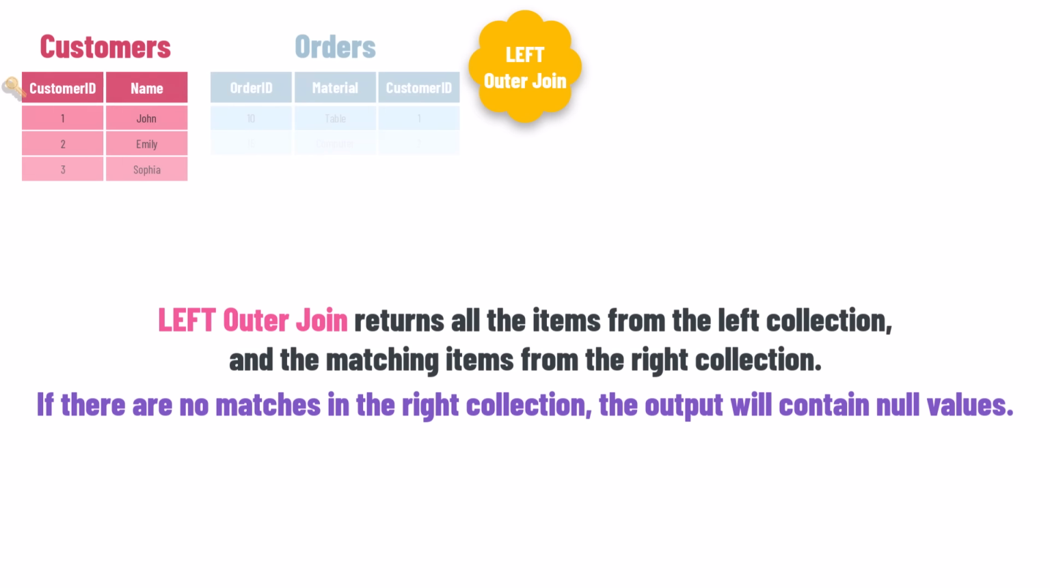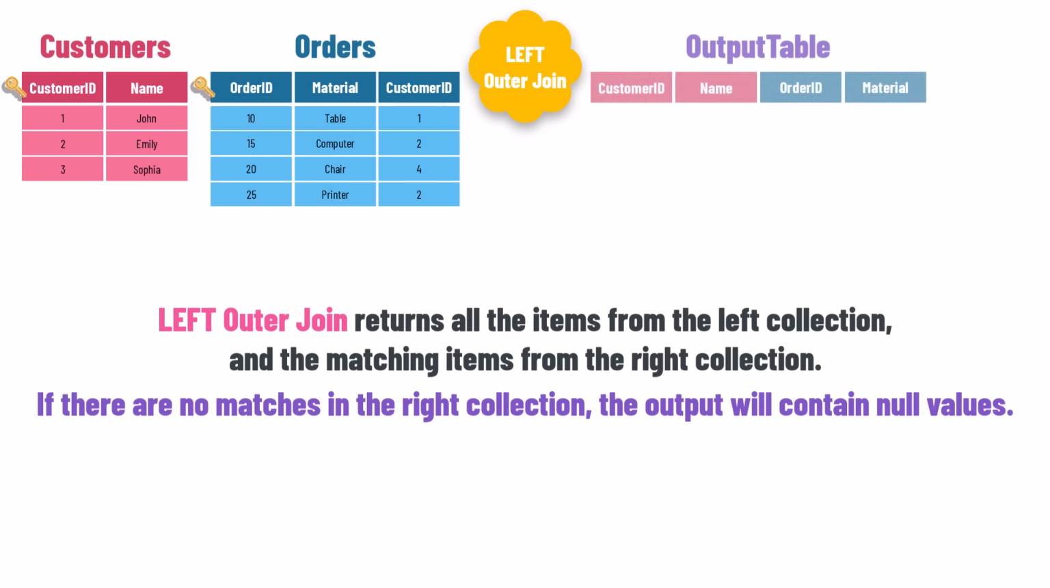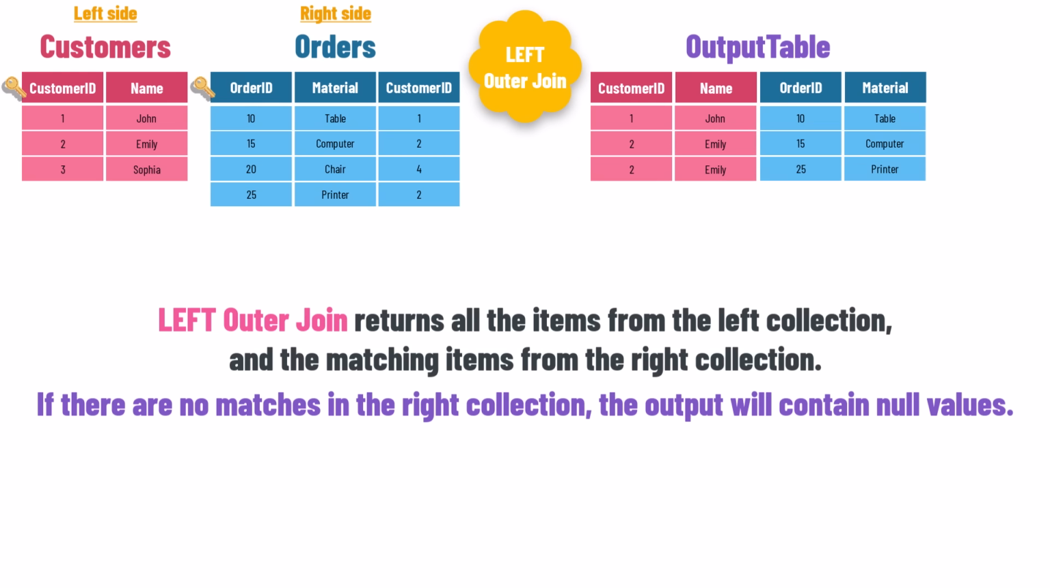Let's take the same example to understand this join type. I have these two tables, customers and orders. And the output table is to store the result. Customers table is on the left side. So, we do exactly the same as what we did using inner join. We check all IDs of the first table with the second table. The result will be the following table. This was the output of inner join.